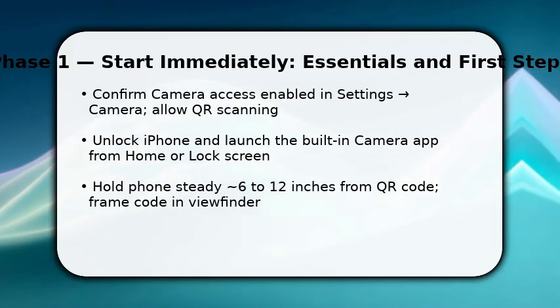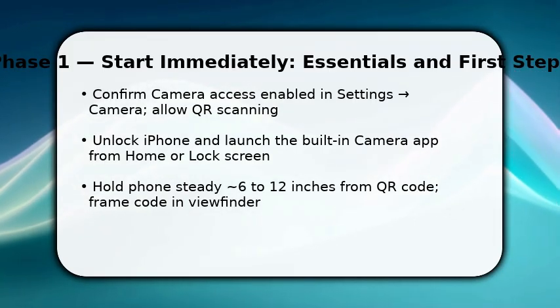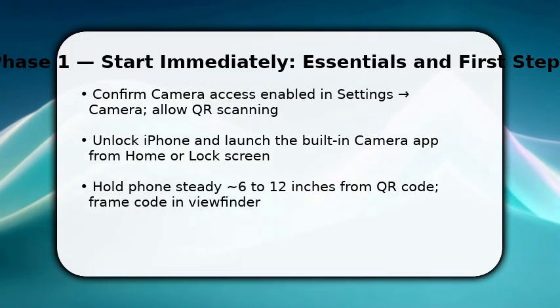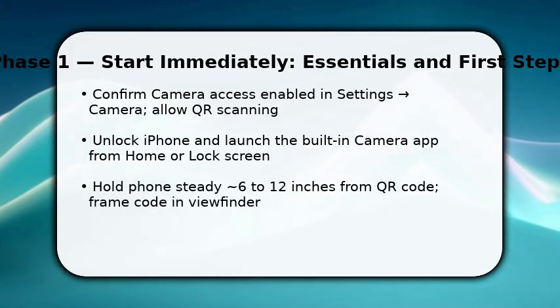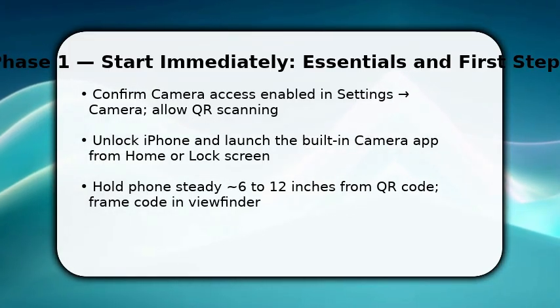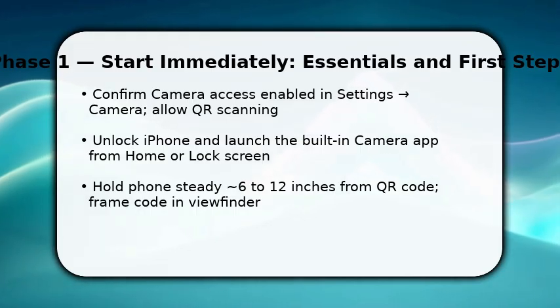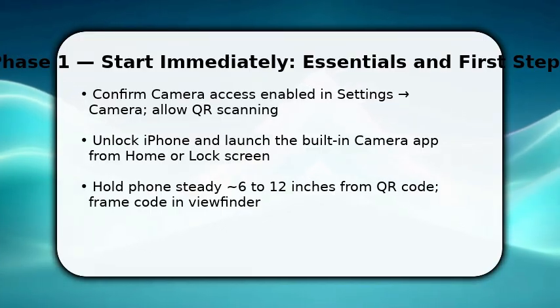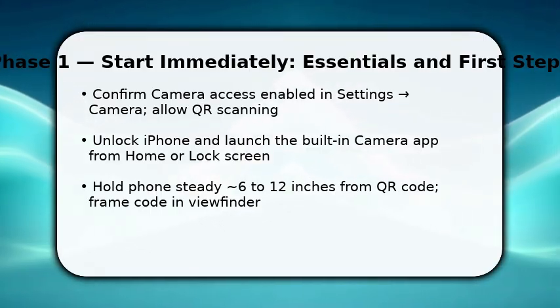Next, unlock the iPhone and open the camera app. You can do this from the lock screen or home. Position the rear camera about 6 to 12 inches away and fill the viewfinder with the code. Hold steady so the sensor can read the pattern. Doing this gives the system a clean image to detect the code quickly, which speeds the process and reduces errors.